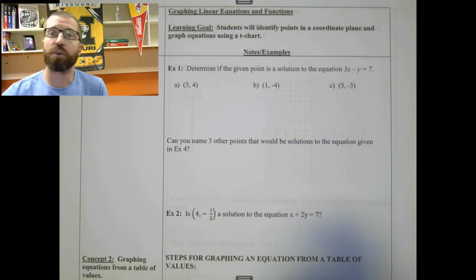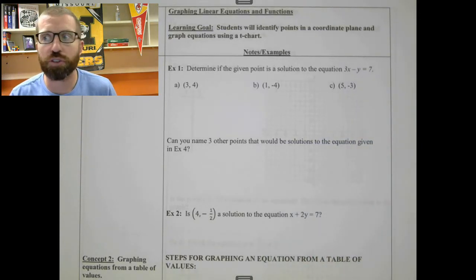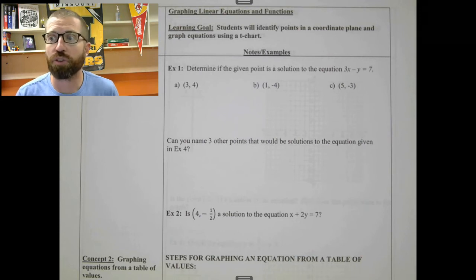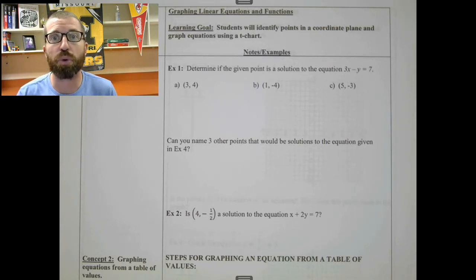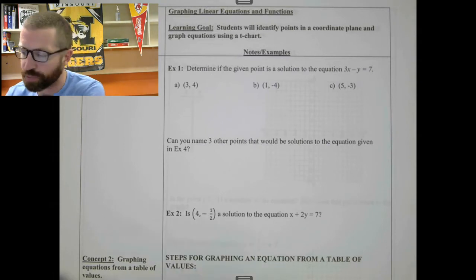In this video, we're going to look at graphing linear equations and functions. And our goal is to identify points in a coordinate plane and then also graph equations using a T-chart. So before we get into graphing equations, we want to see if these points are solutions to the equation. This will tell us if the points are on the line or not as well.